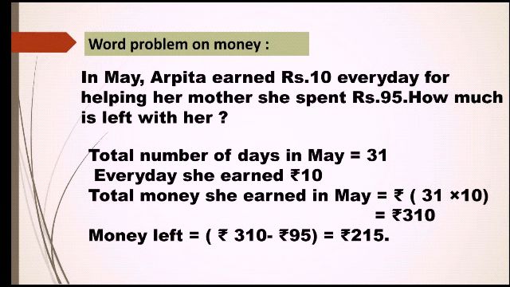Total number of days in the month is 31. What is the total number of days in May? That is 31. Now every day she earned 10 rupees. Now total money she earned in the month of May is 310 rupees. Now money left, rupees 310 minus rupees 95 is equal to rupees 2.